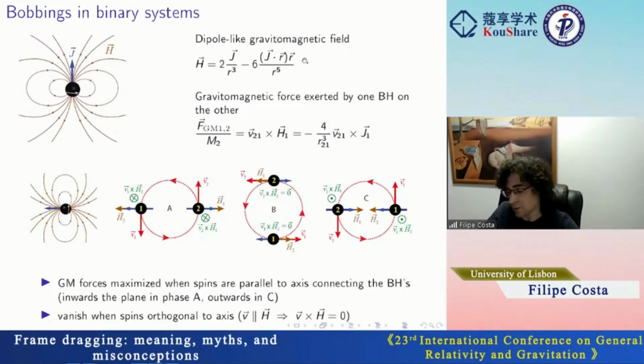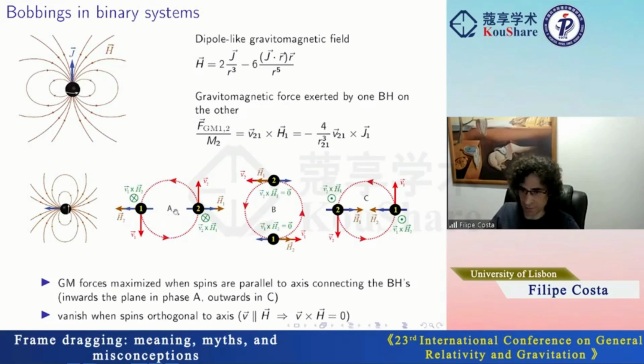Actually, to the leading order, it's very similar to the field produced by a magnetic dipole. And the gravitomagnetic force that each black hole exerts on the other is given by the cross product of the relative velocity by this gravitomagnetic field. So what we have is that the gravitomagnetic forces are actually maximized when the spins are parallel to the axis connecting the black holes, dragging each other inwards the plane here and outwards here.